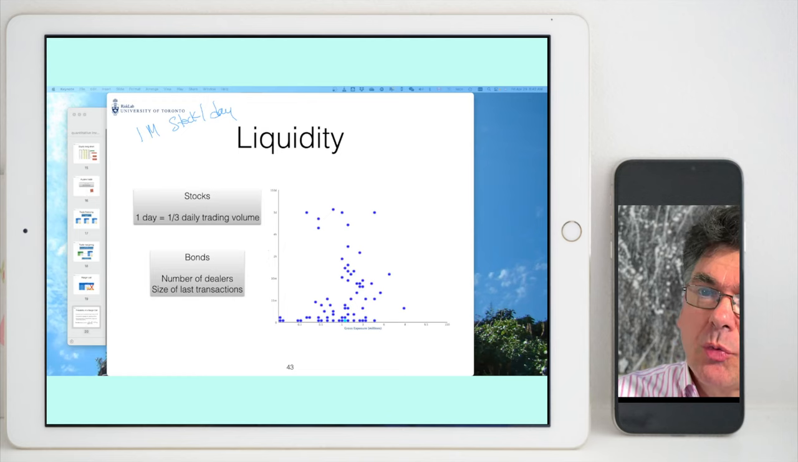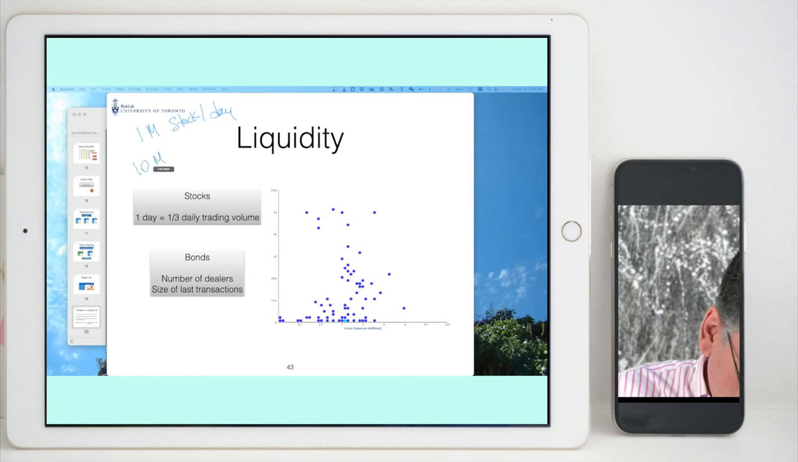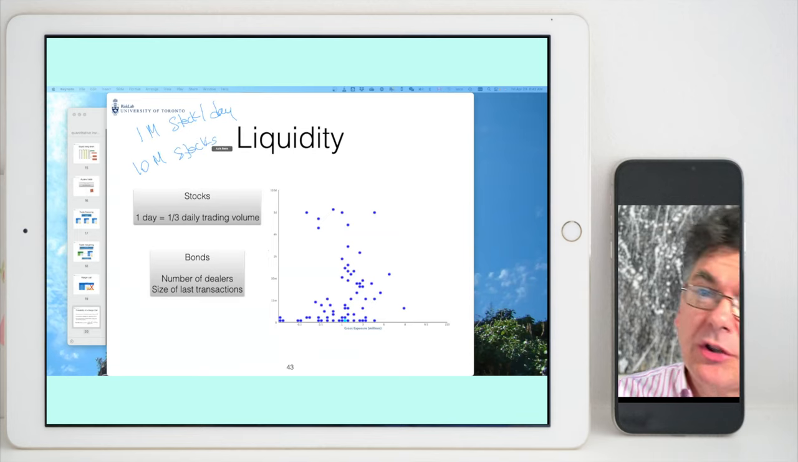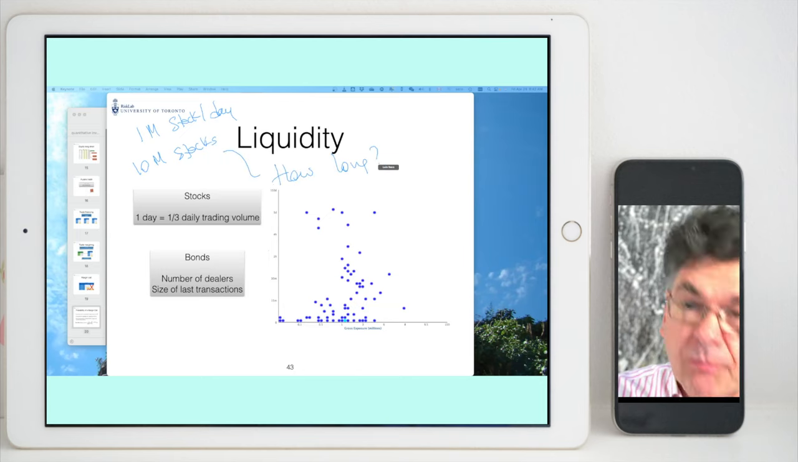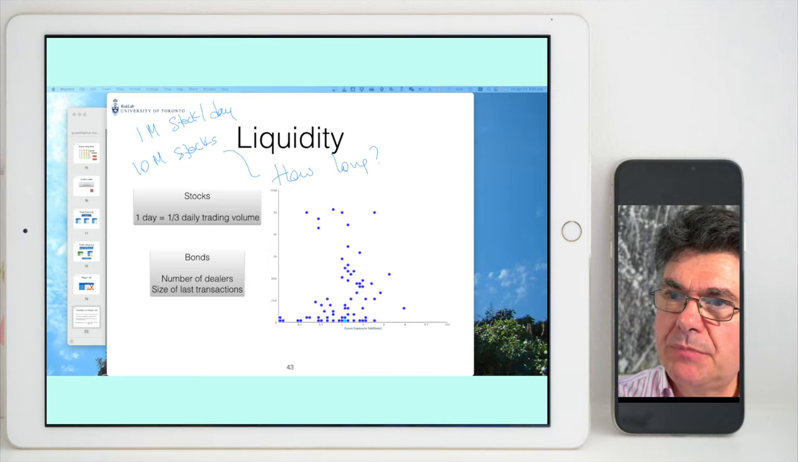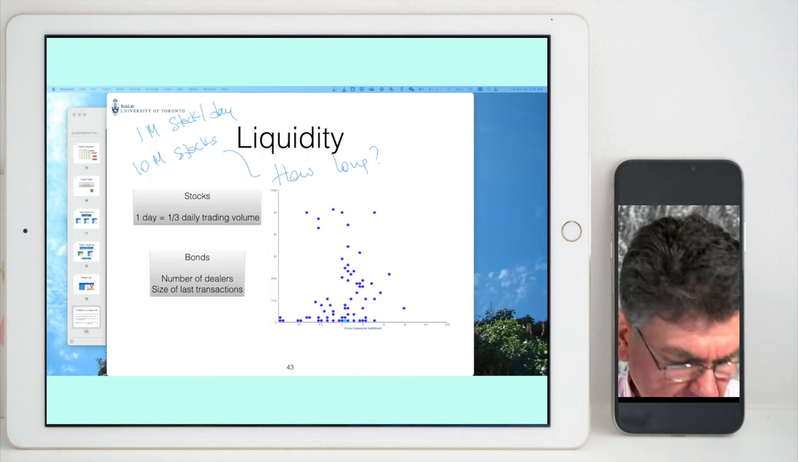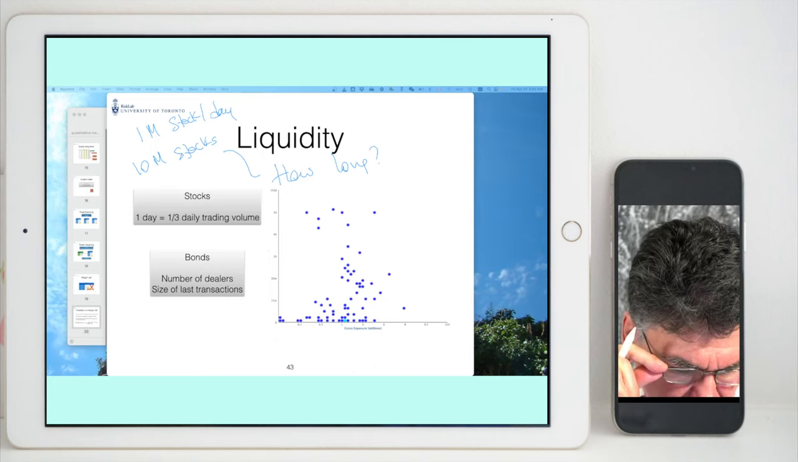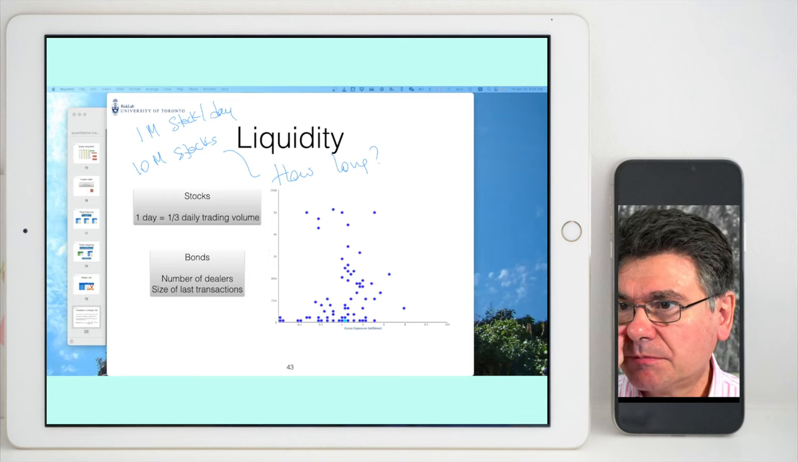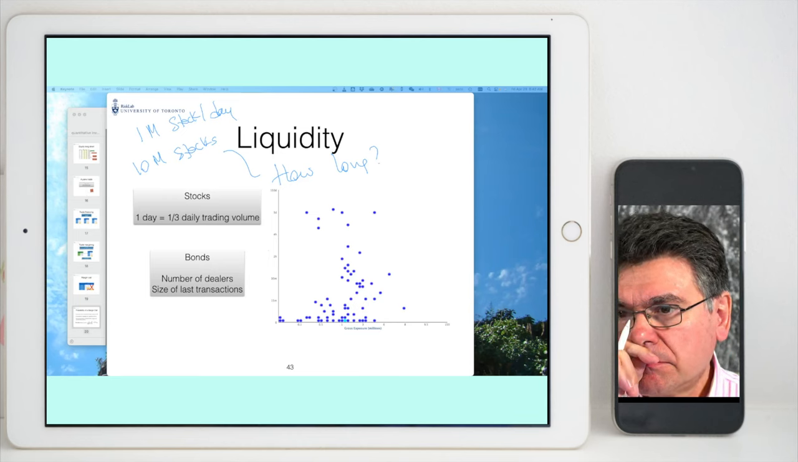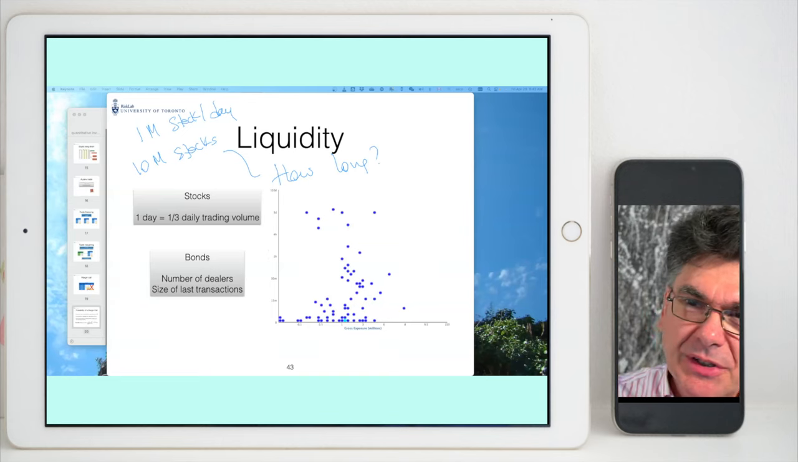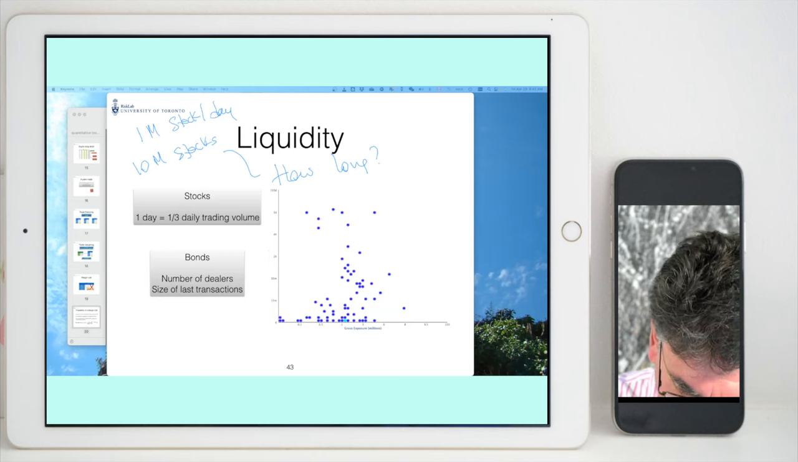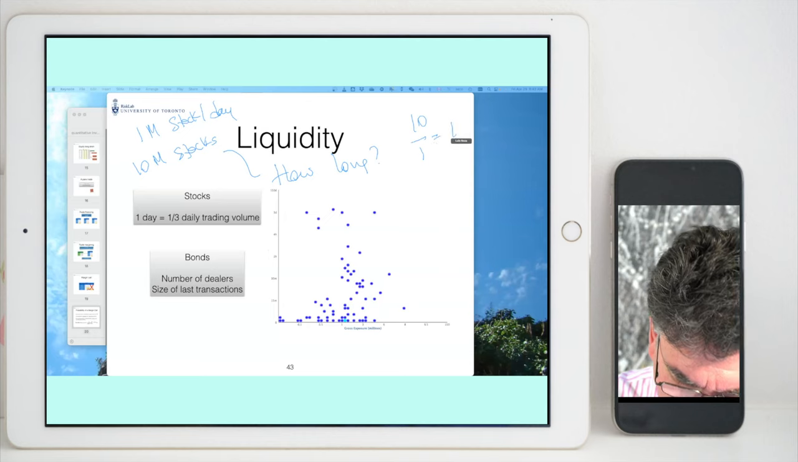But let's say that you want to sell 10 million stocks. How long will it take you to sell 10 million stocks? How long? You understand my question? Please answer. If a stock trades around 1 million every day and you want to sell 10 million stocks, how long will it take you? Days. Okay, so 10 days looks like the right answer because it's 10 divided by 1, which is 10.